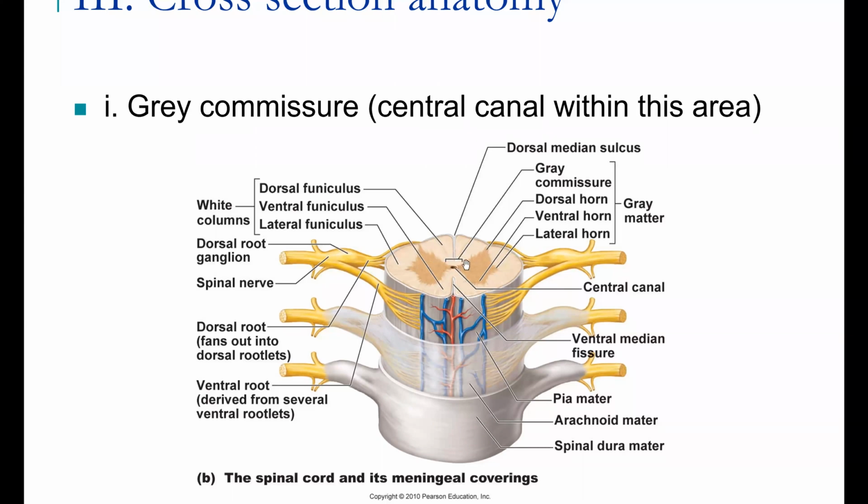This area between the two dorsal horns is called the dorsal funiculus. This area between the two ventral horns is called the ventral funiculus. And this area here, lateral to the dorsal and ventral horns and lateral to the lateral horn, is the lateral funiculus. This is where the major tracts are that go up and down the spinal cord. This is the dorsal root ganglion.